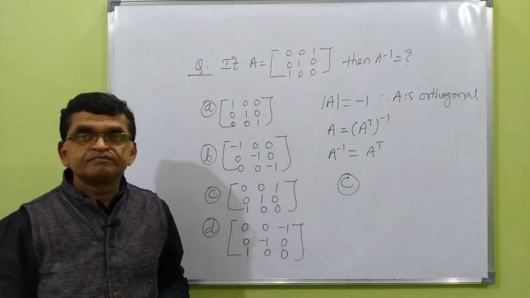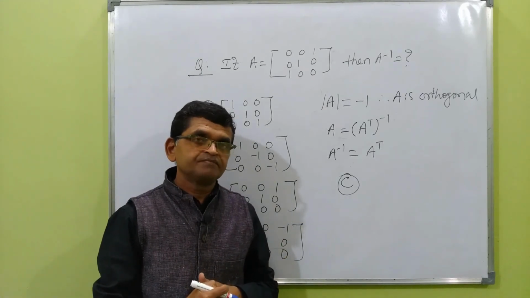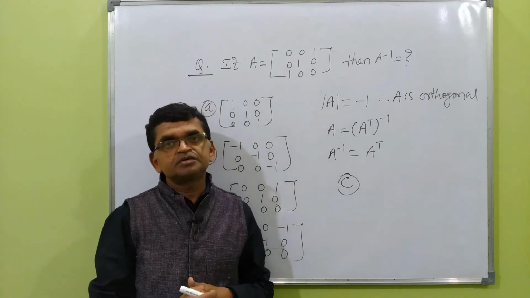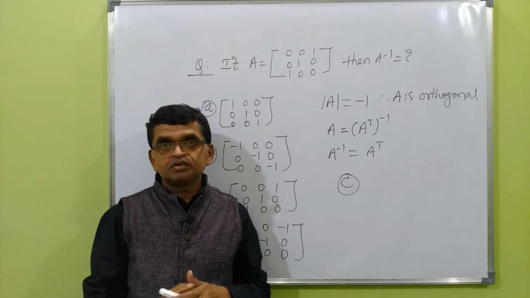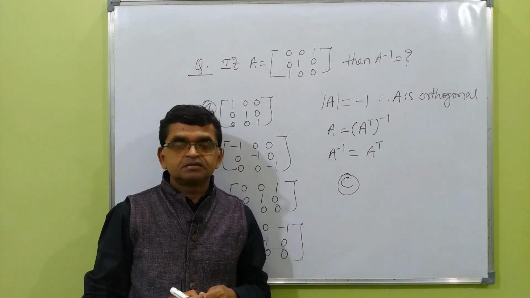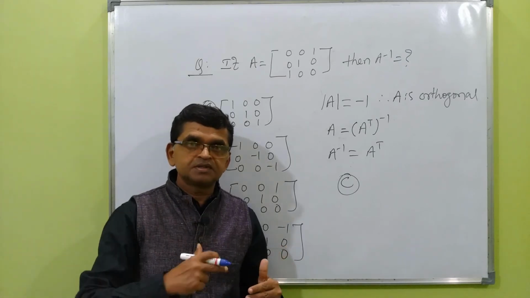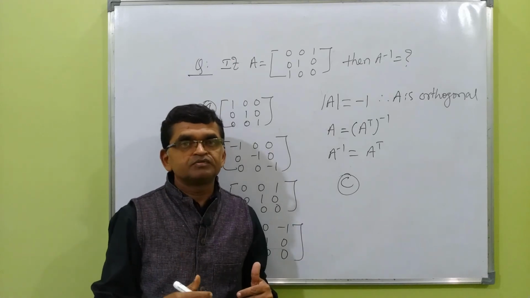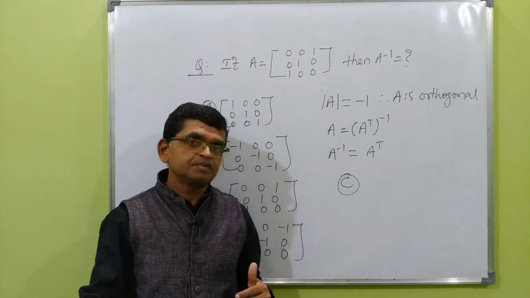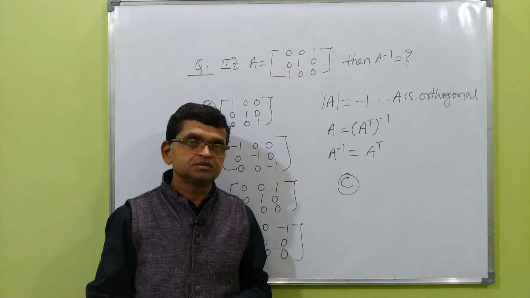Answer is C. So orthogonal, what do you mean by orthogonal vectors? A and B are said to be orthogonal if vector A dot vector B is equal to 0. Orthogonal circles or orthogonal curves means that if you draw the tangents at the point of contact, and those two are perpendicular, then those two curves are said to be orthogonal curves or orthogonal circles.